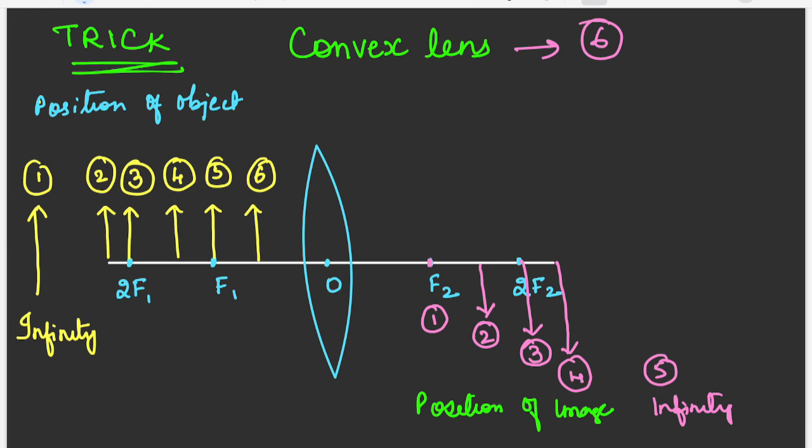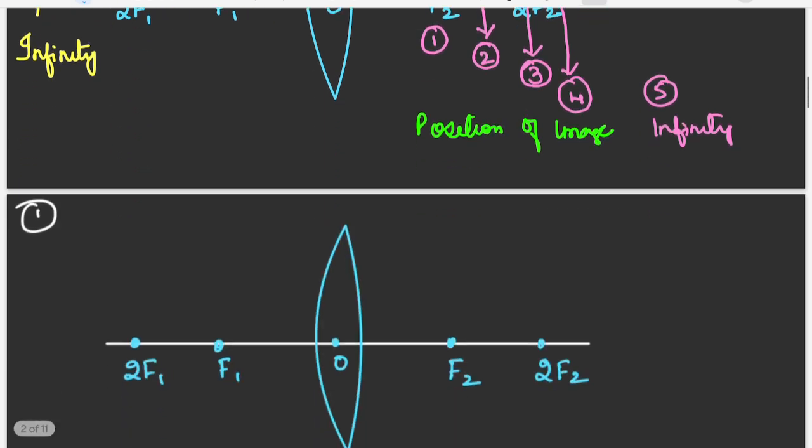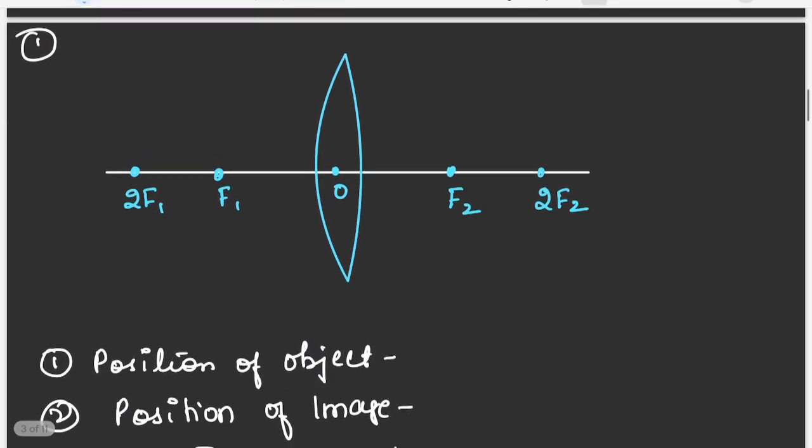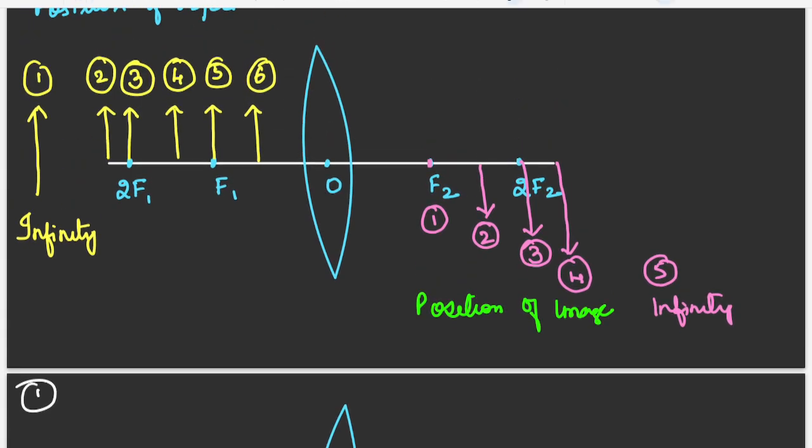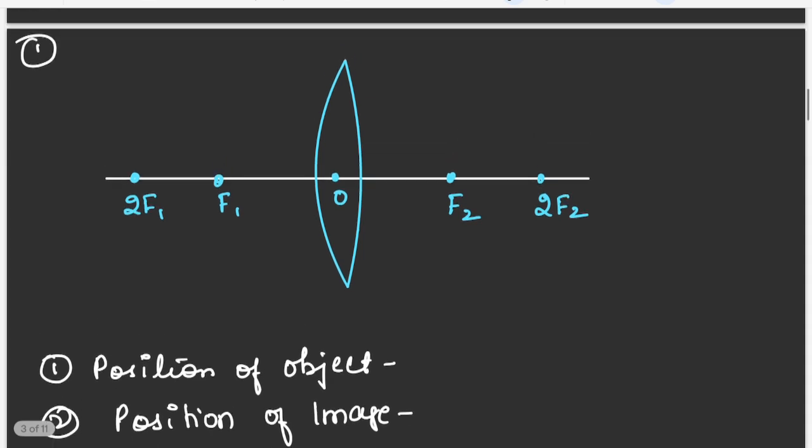So let us see how to draw the ray diagrams one by one. Now, the first ray diagram. We are drawing for the convex lens. In the first ray diagram, we are going to place the object at infinity. So let us draw. We are keeping the object somewhere at infinity.